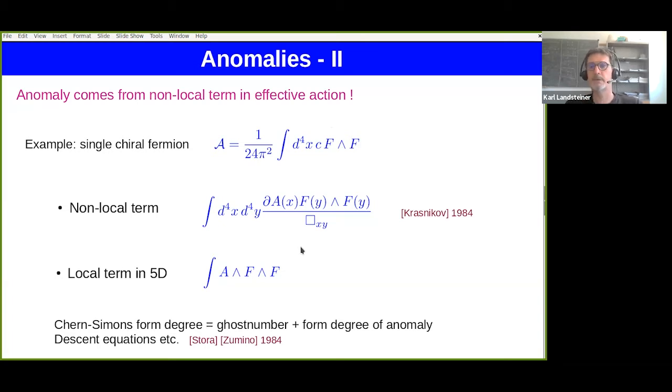The anomaly can be written as a local form if you go to one higher dimension. And there is a very nice, beautiful theory to it, developed by Stora and Zumino in the mid-80s, going under the name of descent equations, etc. So if you're interested in that, I recommend reading the papers of Stora and Zumino from around the mid-80s.